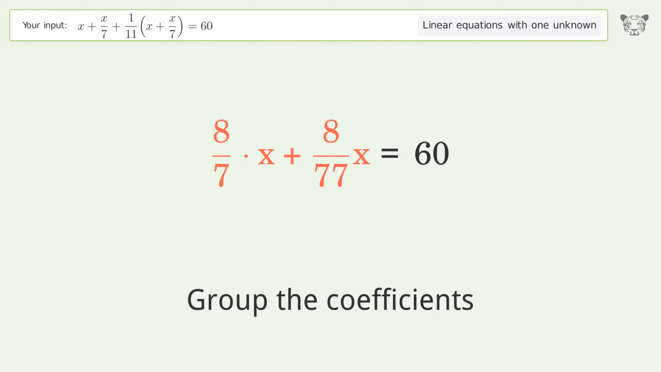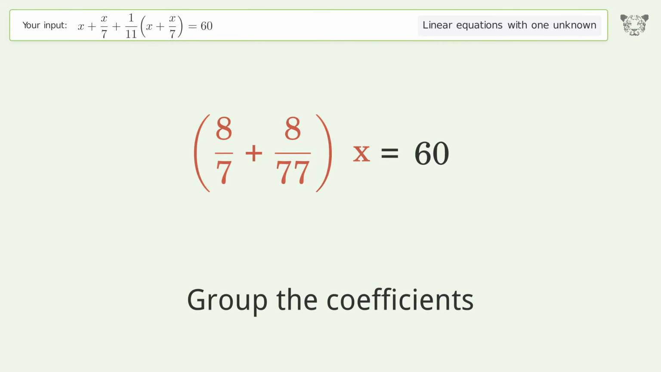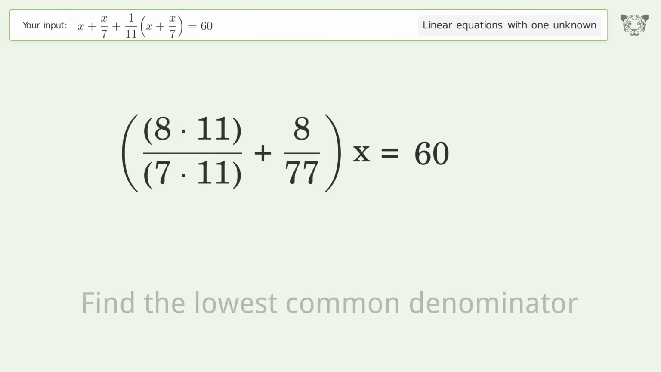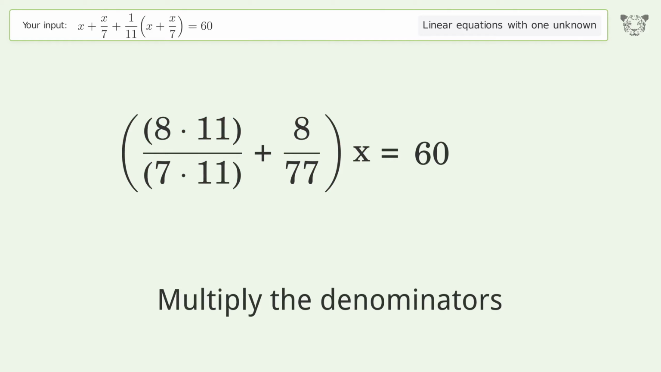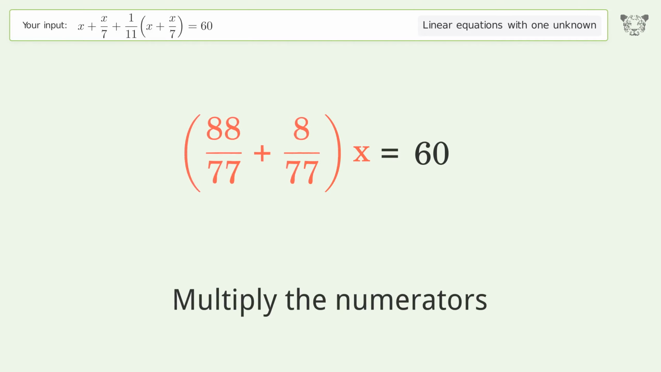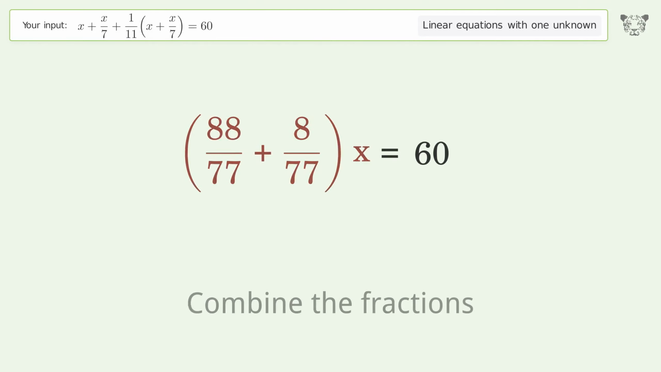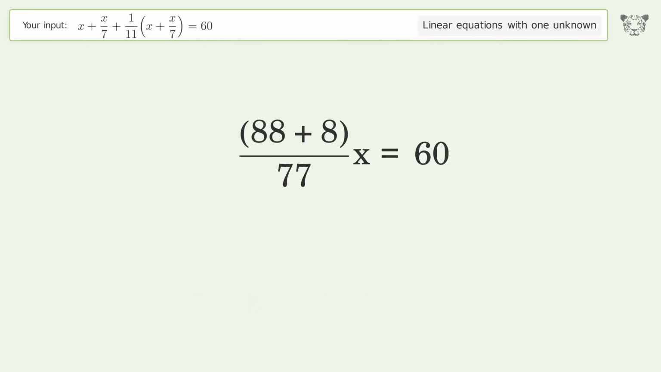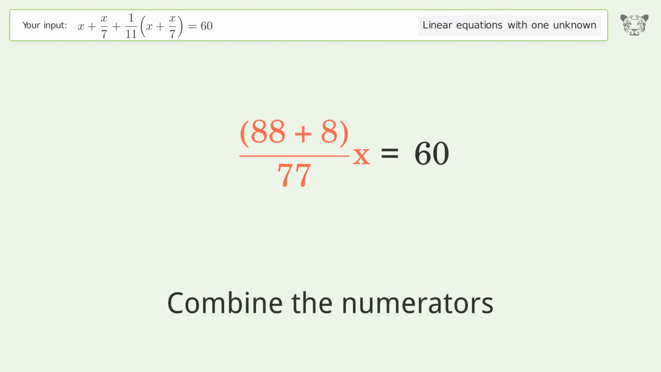Group the coefficients. Find the lowest common denominator. Multiply the denominators. Multiply the numerators. Combine the fractions. Combine the numerators.